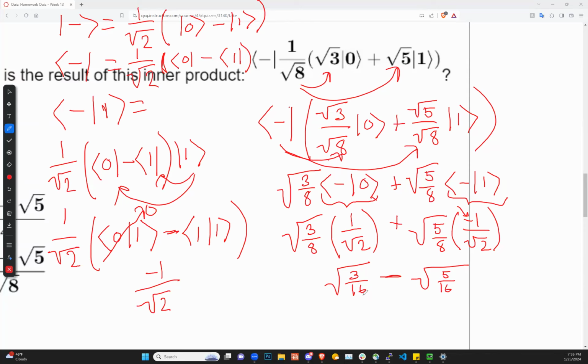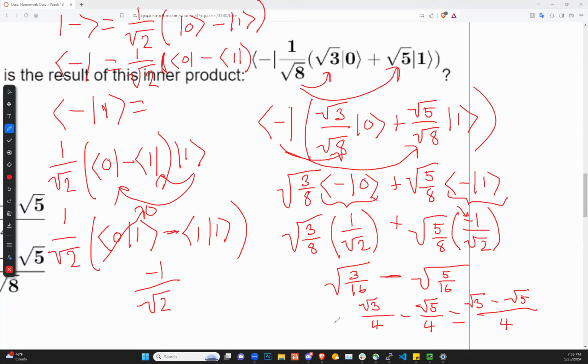I can simplify this a little bit because 16 is a perfect square, right? So the square root of 16 is 4. So I could rewrite this as the square root of 3 over 4 minus the square root of 5 over 4. Or, excuse me, I could write this as the square root of 3 minus the square root of 5 over 4.